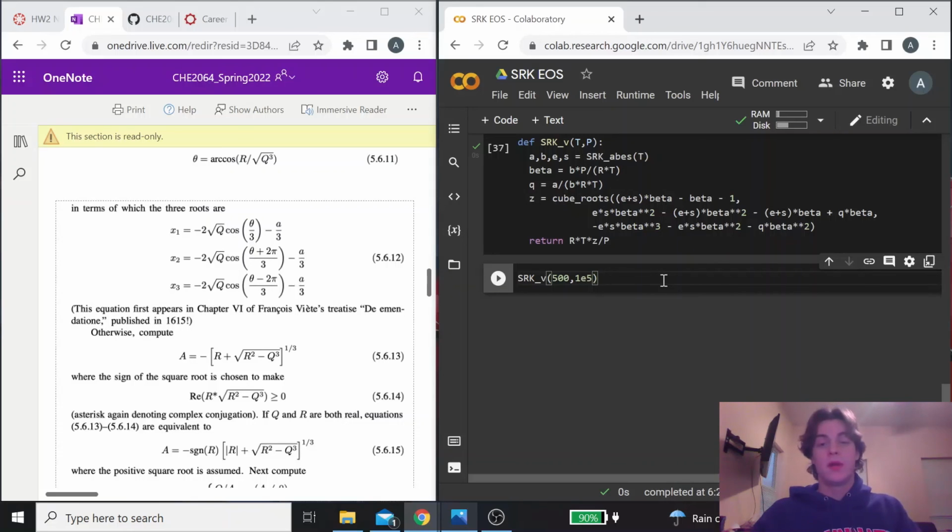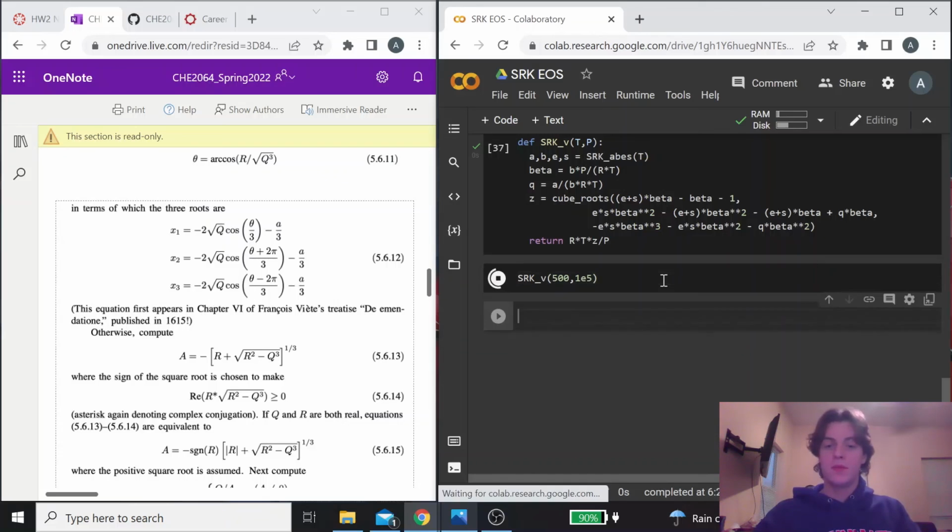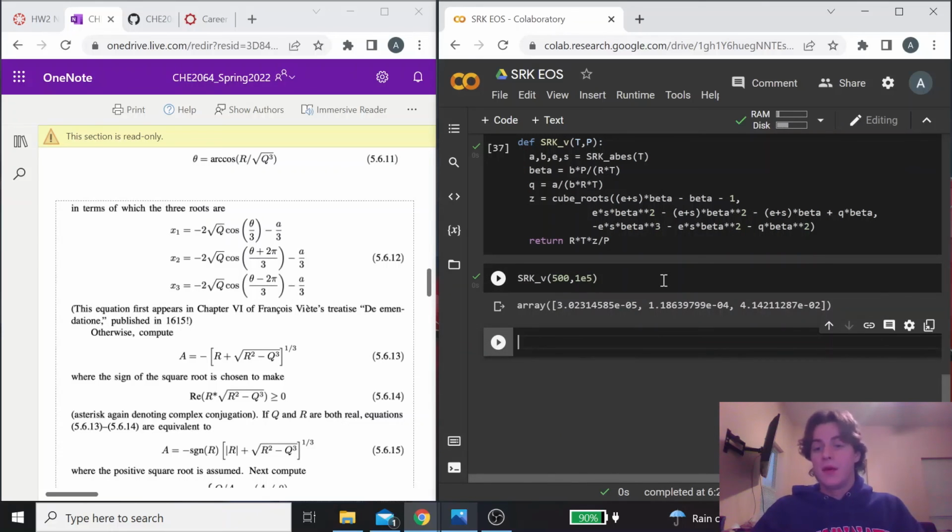So I'll just run it at, again, 500 Kelvin and 1 atmosphere for the pressure, and there we get our 3 roots. So this first root is the specific volume for the liquid. This middle one is just the non-existent volume that is under the liquid vapor phase envelope, and this is the specific volume for our vapor.